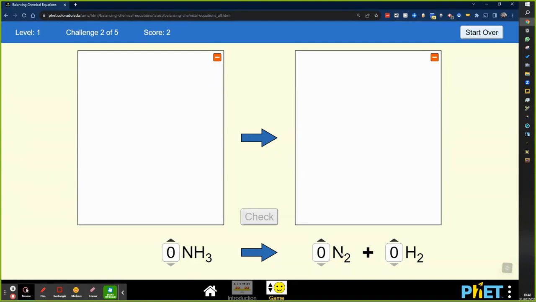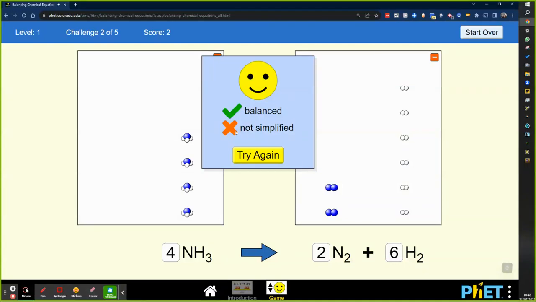So we've got 2 nitrogens on the right hand side, so I'm going to put 2 on this side, but now that would make it 6 hydrogens. Now we've got 2, 1, 3. If I did 4, 2, 6, that is still balanced, because on the left hand side we've got 4 nitrogens, on the right hand side we've got 4 nitrogens, on the left hand side we've got 12 hydrogens, on the right hand side we've got 12 hydrogens, but I only get 1 mark because I didn't simplify it. So it's quite a good game to show you how to balance equations.